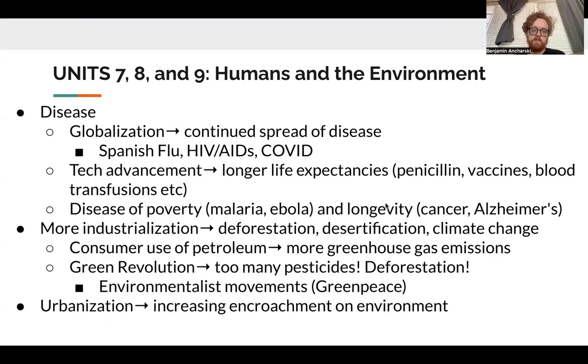A connection to another time period: globalization, this diffusion of trade, leads to disease spreading. Here are some examples of disease in the 20th and 21st century. Spanish flu after World War I, HIV and AIDS in the 1980s, and then you could even use a modern example like COVID. These are all epidemic diseases that spread largely because of globalization.